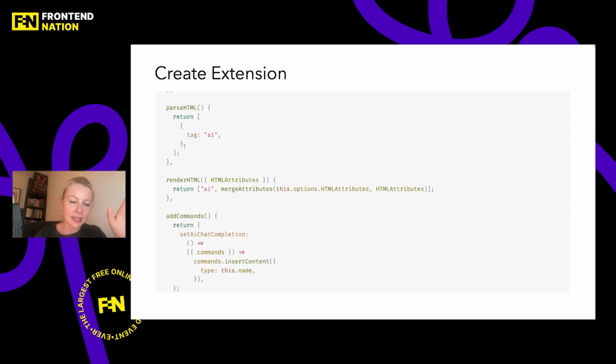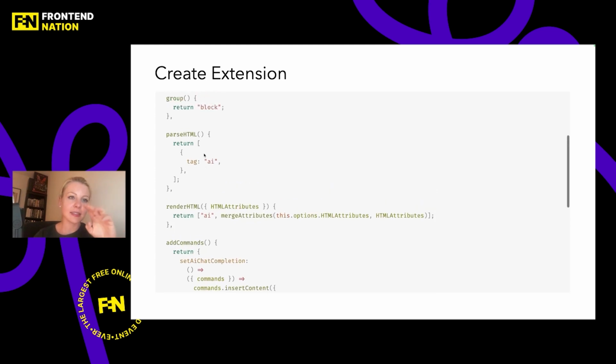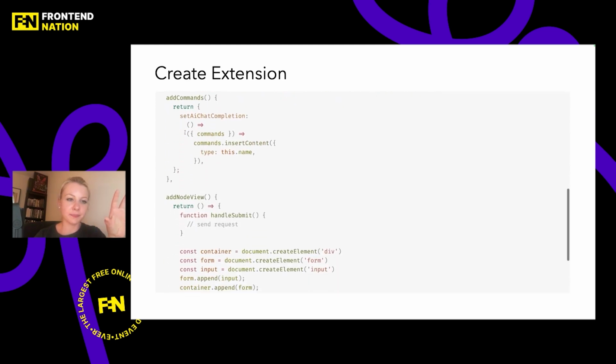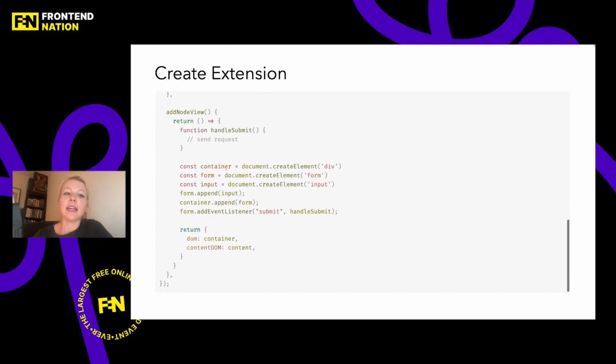Parse HTML is important if you want to load the HTML again, but in our case, the most important parts I want to focus on are actually add commands and add node view. So in add commands, we are now defining the function for set AI chat completion, and we are inserting the content. This code is more or less copy-pasted from the Tiptap documentation. There is no magic which I introduced.